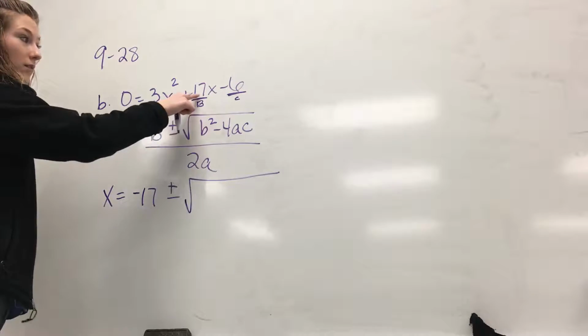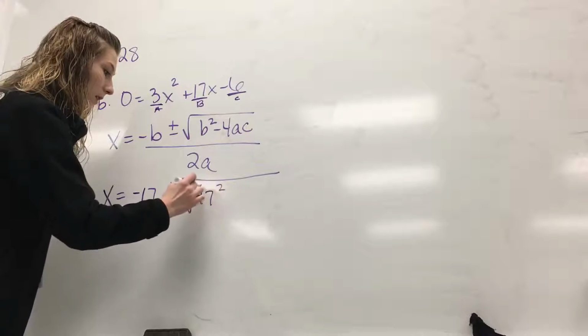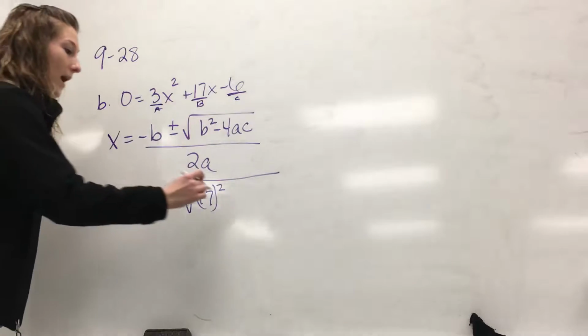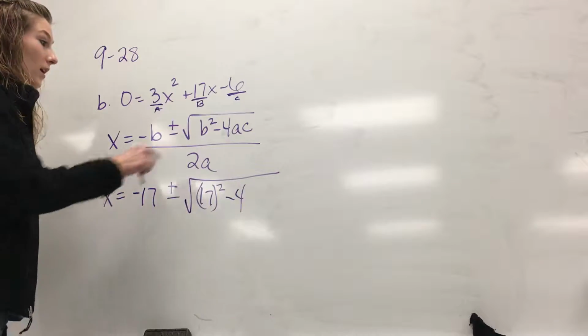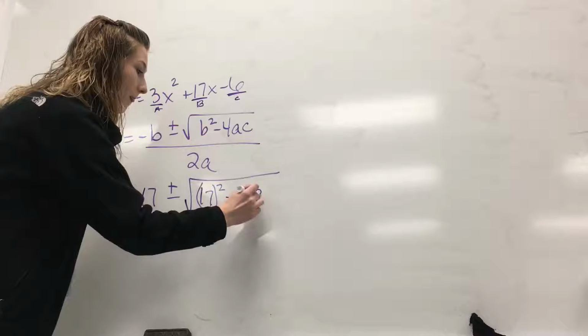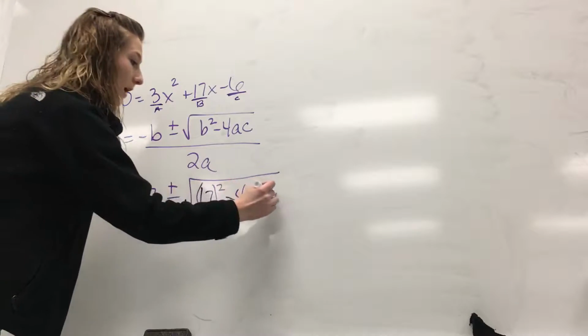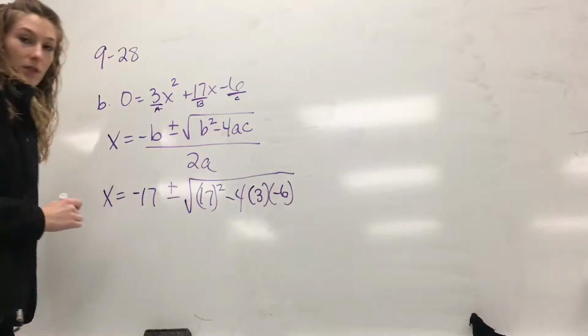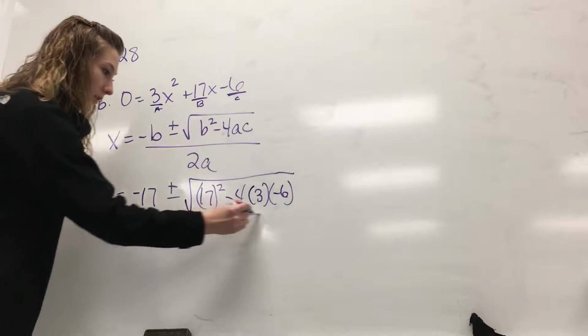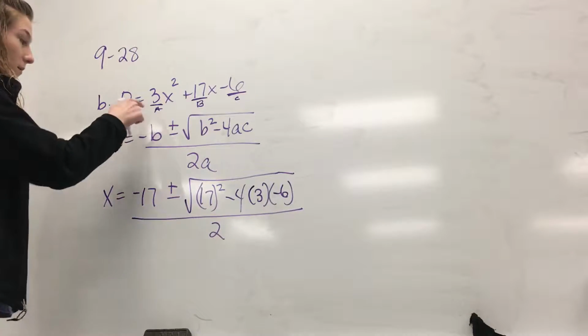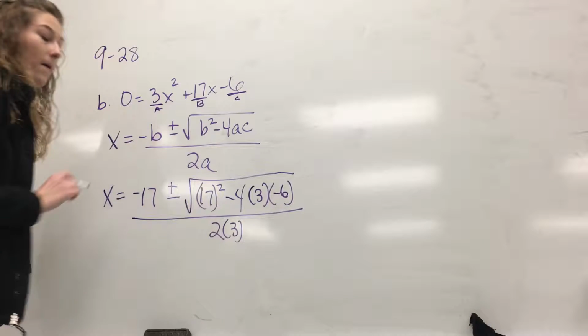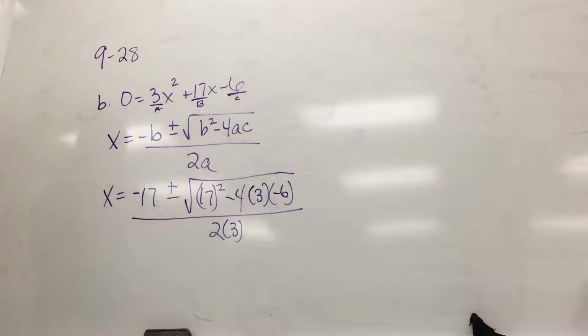Then I have b squared, so 17 squared. Let's put that in parentheses. Okay, minus 4, that always says it's a minus 4, times a, which is 3, and times c, which is minus 6. And all of that's under the square root sign. And then I have all this divided by 2 times my a. a was worth 3 again. Okay? So we're going to put this into the calculator slowly.